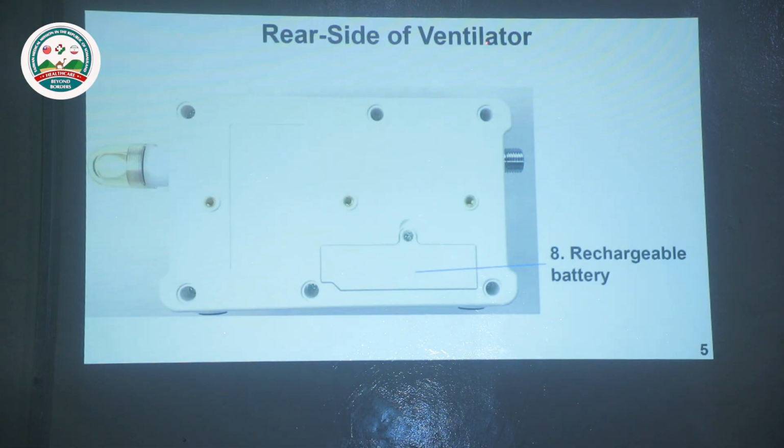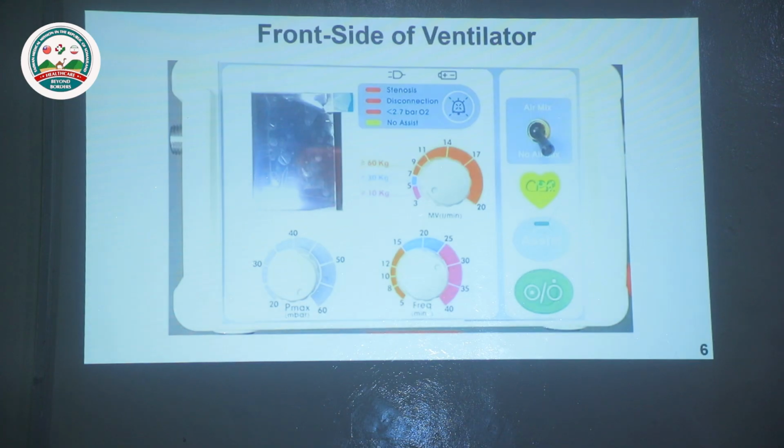On the rear side of the ventilator is the battery part. If you would like to change the battery, just unscrew this part and change the battery over here. On the front side of the ventilator, this part is the screen, this part is the alarm, and this one is alarm silence. When you hear an alarm, you can just press this alarm silence key to silence the alarm and do troubleshooting.